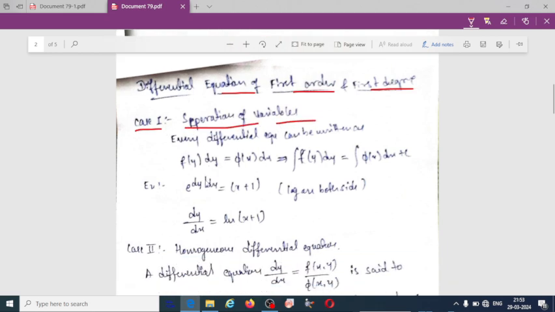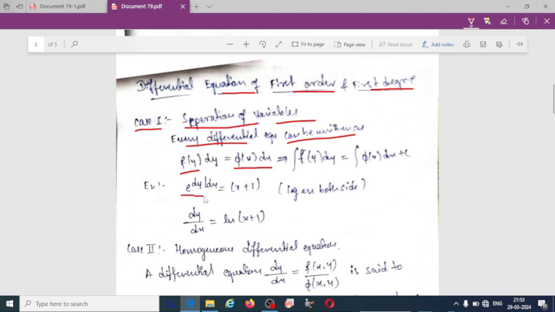The question they may ask from this section: every such differential equation we can write in the form f(x) dy = φ(x) dx. So we can integrate these two sides, and then you are going to get the solution of this equation.